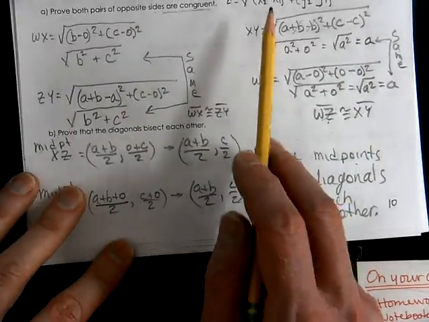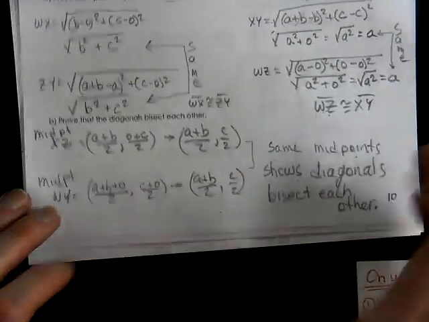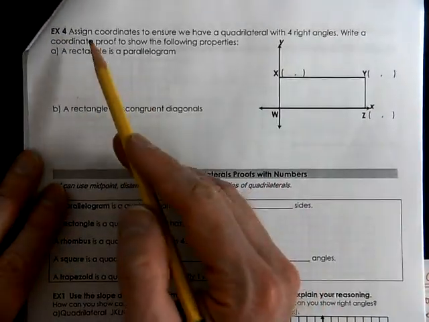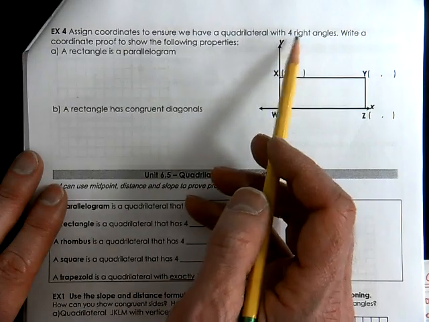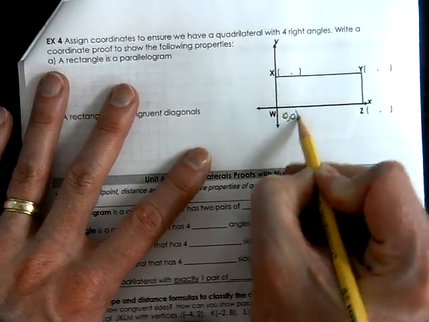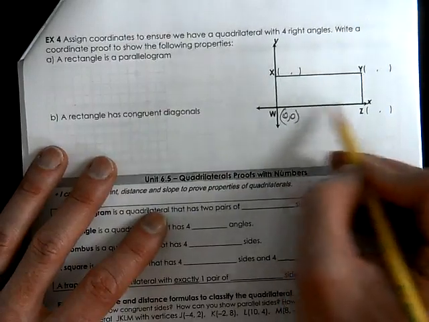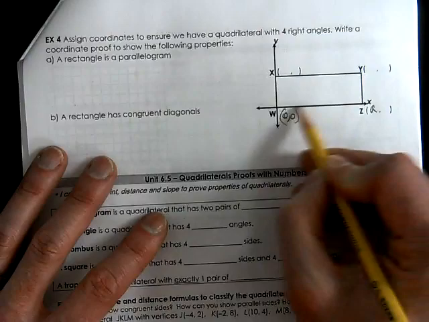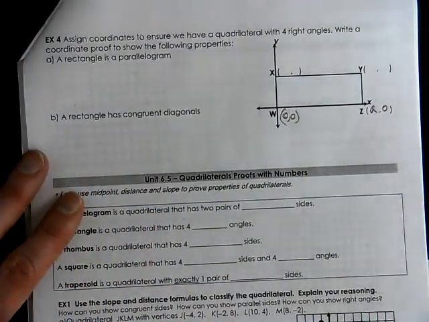Using letters when we use the distance formula and when we use the slope formula. All right, last one. We're going to assign coordinates to this quadrilateral to ensure that we have right angles. Well, we know that W is 0, 0. It's at the origin. Z is a distance to the right. It doesn't matter what that distance is. So we're going to call it A, but it's on the x-axis, so we're at A, 0.